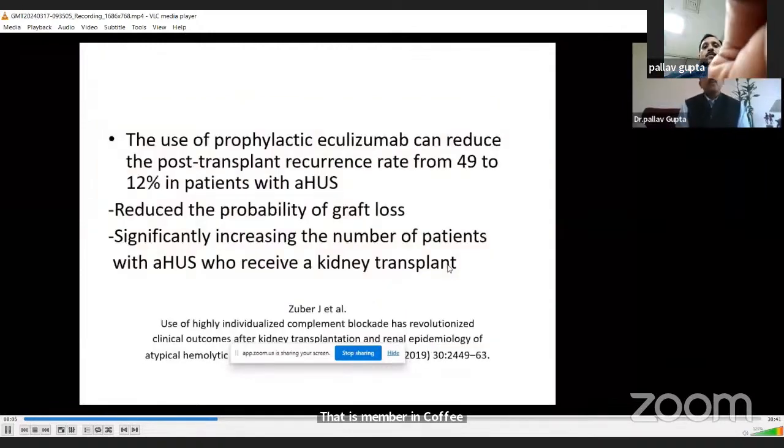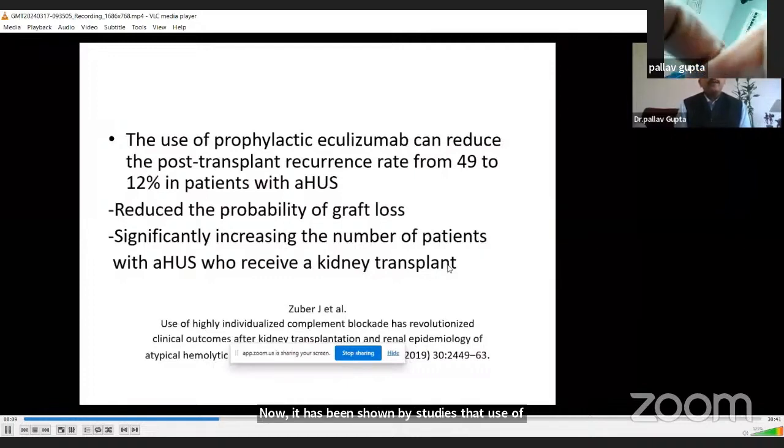Now, it has been shown by studies that the use of prophylactic eculizumab can reduce the post-transplant recurrence rate of TMA from 49 to 12% in patients with atypical hemolytic uremic syndrome. By giving prophylactic eculizumab, it will reduce the probability of graft loss in these patients, and it will also allow a significant increase in the number of patients with atypical HUS who can undergo kidney transplantation.